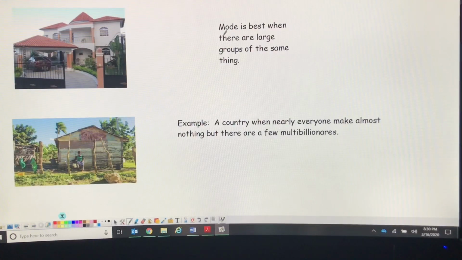Finally, we use the mode. We don't always use the mode, but it's used when it's best because there are large groups of the same thing, meaning you have multiple modes that repeat. So, you might have a country where nearly everyone makes either nothing, but there are a few multi-billionaires. So when you have a couple of modes that repeat and summarize the data is when you would use that.